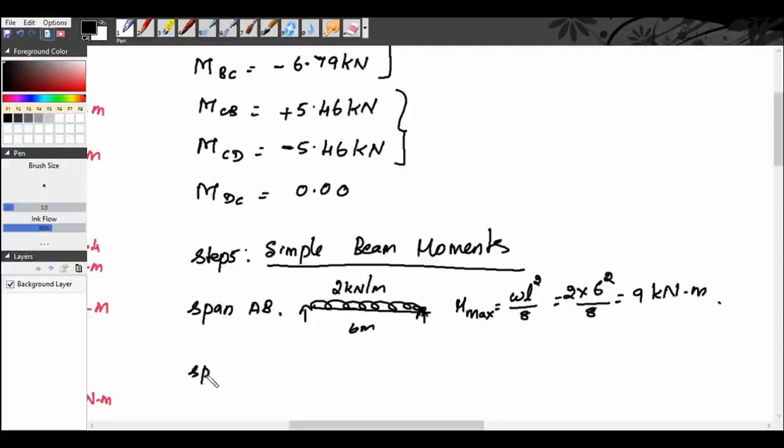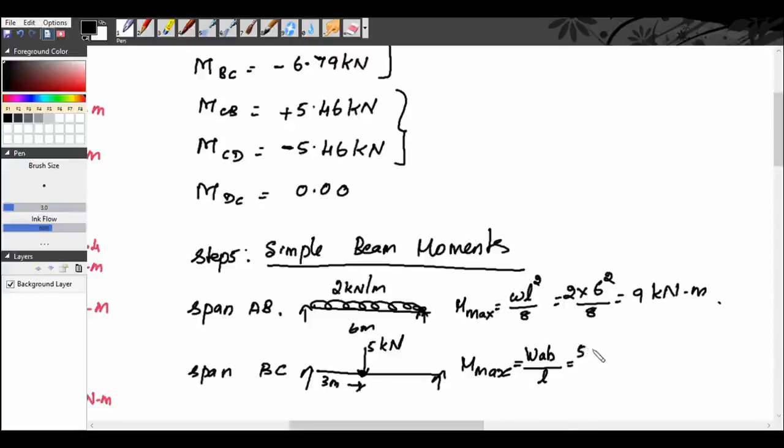Now for the span BC, the span length is 5 meter. We have a concentrated load of 5 kilonewton acting at a distance of 3 meter from B. So maximum moment will act at the point where the concentrated load acts, and that is equal to WAB by L. So 5 into 3 into 2 divided by 5, we get 6 kilonewton meter.